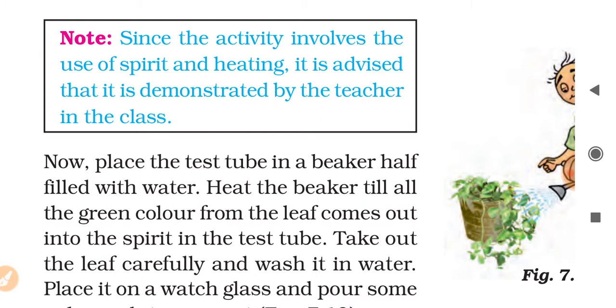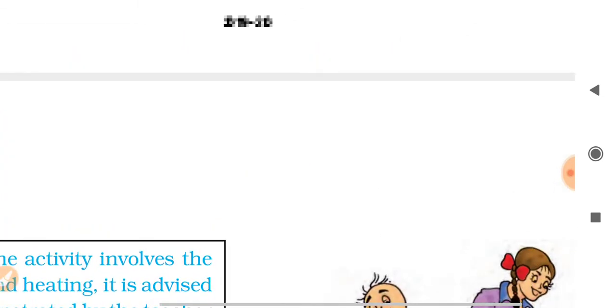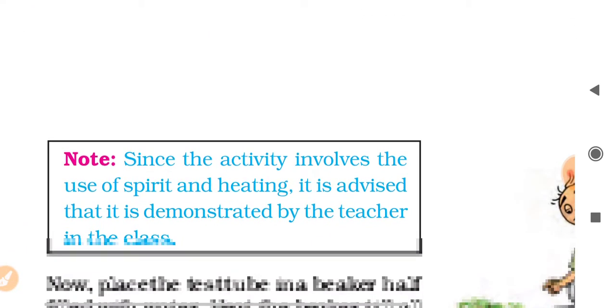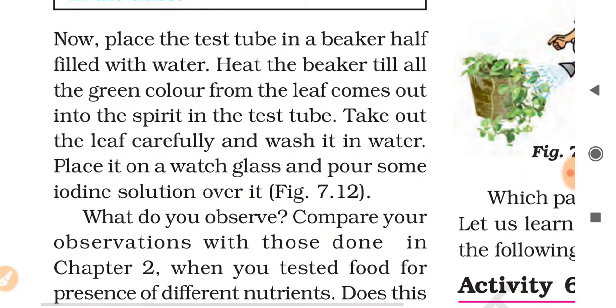Since the activity involves the use of spirit and heating, it is advised that it is demonstrated by the teacher in the class. It's not possible to do this activity at your home, so you just understand now. Place the test tube in a beaker half filled with water. Heat the beaker till all the green color from the leaf comes out into the spirit in the test tube. Take out the leaf carefully and wash it in water. Place it on a watch glass and pour some iodine solution over it.